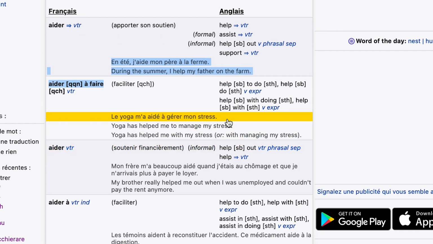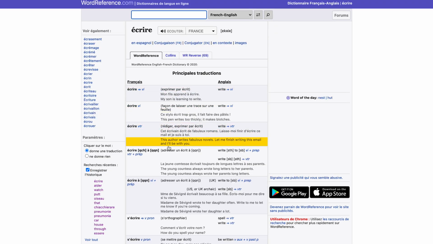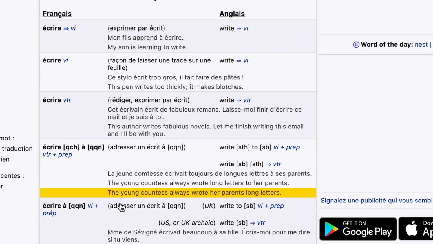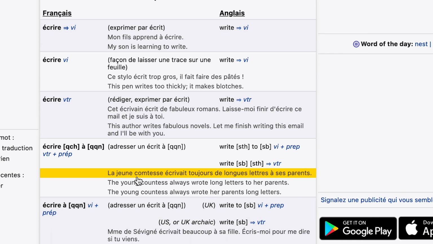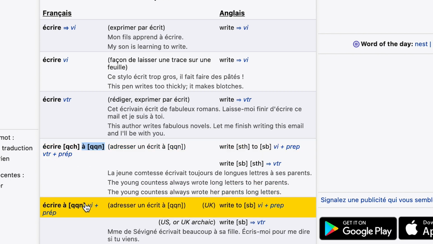So, aider quelqu'un tells us that whatever object comes after aider, usually it would be a person, will be a direct object. Écrire is listed as écrire quelque chose à quelqu'un, which tells us that the thing being written is our direct object, and the thing or person being written to is our indirect object. Remember that if à comes before an object in French, it means it is the indirect object. If à does not come before an object, it means it is the direct object.